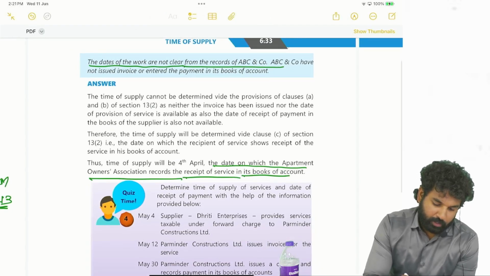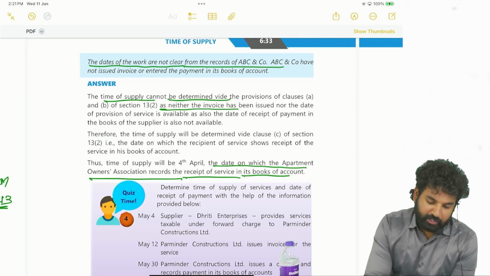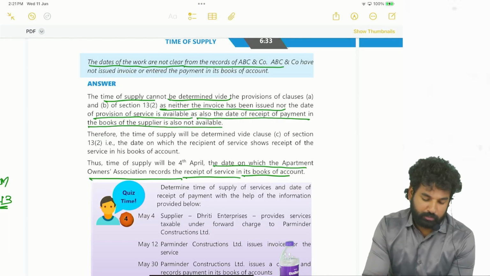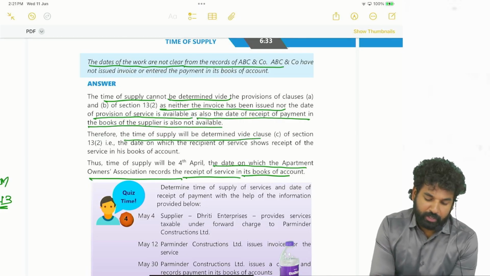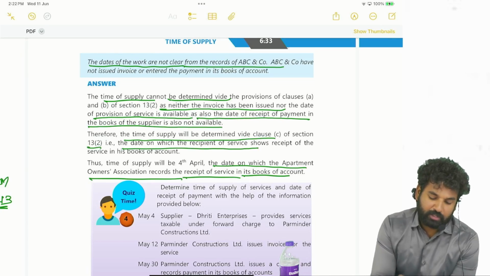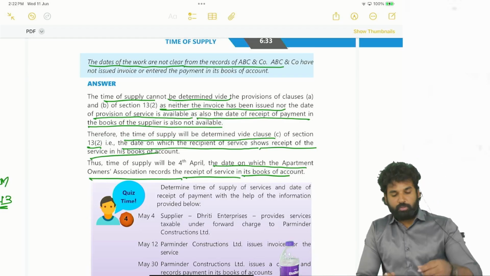See here. The time of supply cannot be determined, as neither has the invoice been issued, nor is the date of provision of service available, nor is the date of receipt of payment in the books of the supplier available. So the time of supply will be determined as per section 13(2) clause C, the date on which the recipient of the service shows the receipt of service in his books of accounts.